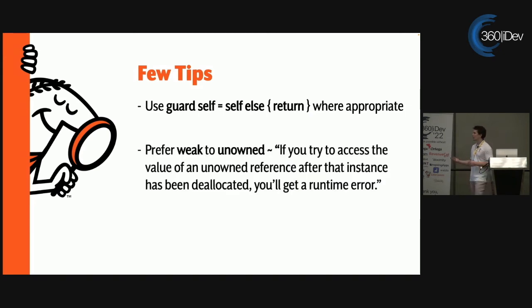Then the other thing is there's weak and there's unowned. But I prefer weak to unowned because if you use unowned, there's still a chance that your app can crash. So unless you're really sure that something needs to be unowned, I would generally prefer to use weak.